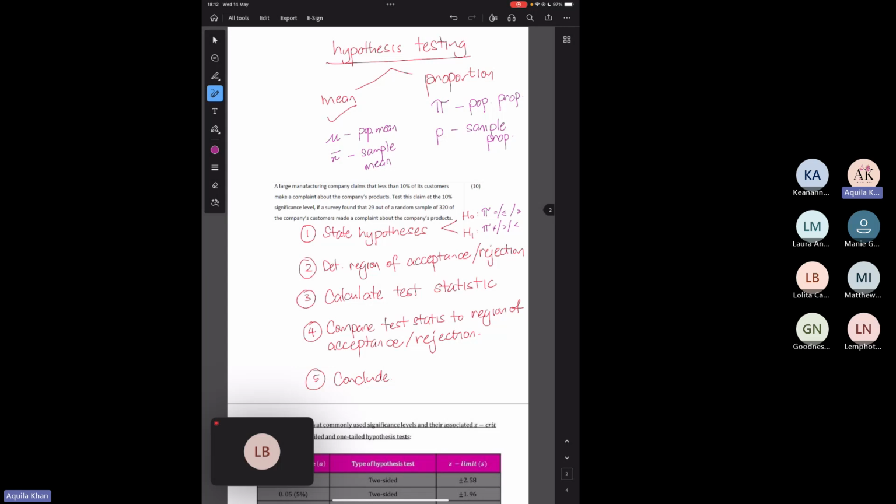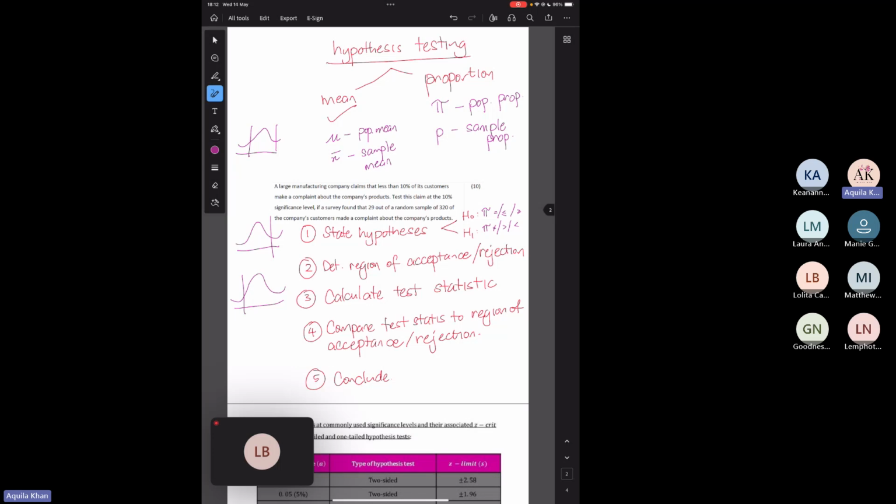The second step has no difference at all in terms of your region of acceptance and rejection. If you have a two-tailed test, you draw up the bell-shaped curve, and there are two critical limits. If it is a one-sided upper tail test, then it's one limit on the right-hand side. If it's a one-sided lower tail test, then it's one limit on the left-hand side.